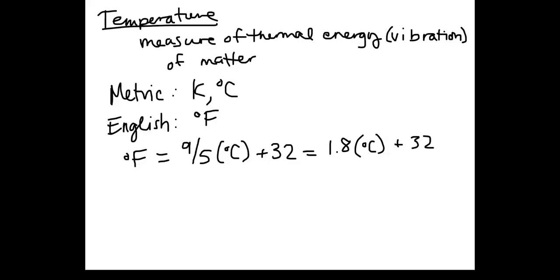And then the other conversion is Kelvin is equal to degrees Celsius plus 273. Same thing, I'm only going to give you this version, but to solve for Celsius, all you have to do is subtract 273. So this is just going to involve some algebra on your part.